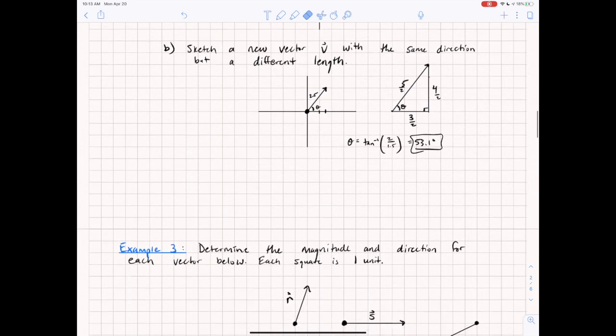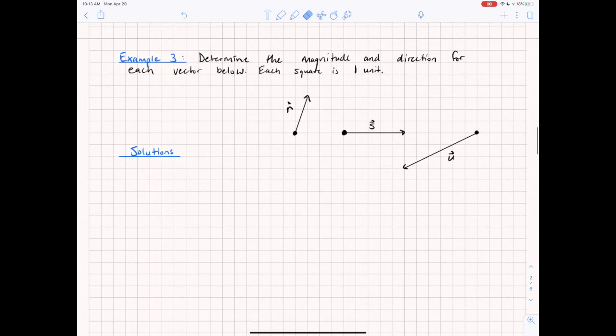Okay, so let's take a look now at example 3. And this is what I was talking about with the vectors r, s, and u. Determine the magnitude and direction for each vector below. Just to let you know, for the scale, each square is worth 1 unit. If I want to find the magnitude and direction for each vector, we're essentially drawing right triangles, and I'm looking for A, the hypotenuse, and B, the angle created by the horizontal.